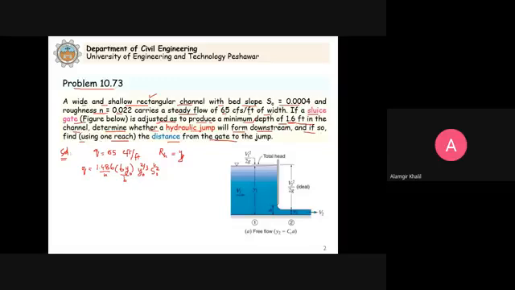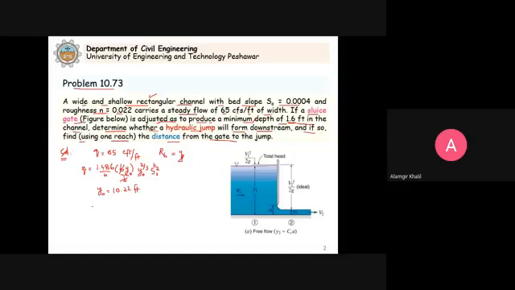Now everything is known except y naught, and the width of the channel cancels out because we have unit discharge per unit width. From here you calculate y naught. This y naught comes out to be 10.22 feet. This is the normal depth. If we do not have the gate and the water flows in the channel for the given conditions, it will flow with this depth.